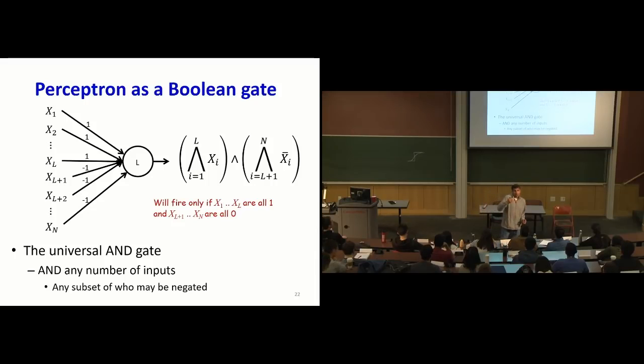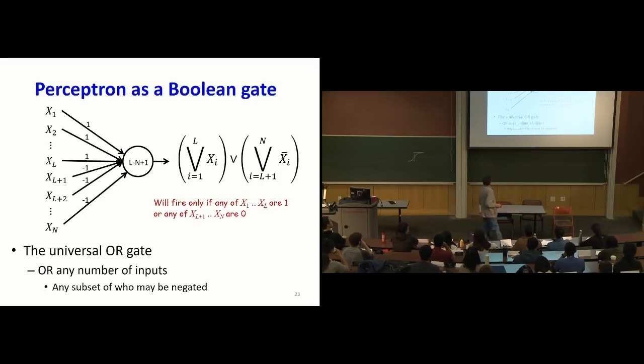The only condition under which this is going to fire is if the first L inputs are 1 and the subsequent L inputs are all 0. Right? So, yes? What if the subsequent inputs cannot take the value of 1? Pardon me? So think of these. If any of these are 1, 1 times -1 becomes -1. So it's going to reduce the input, right?